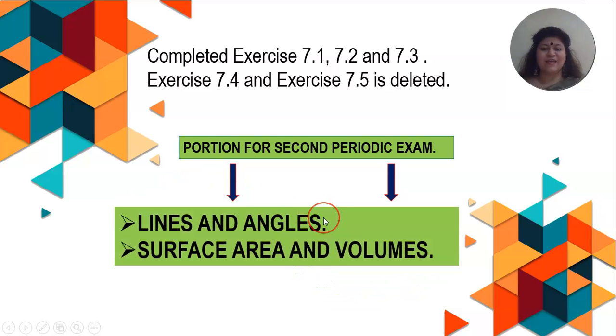Now, your portion for the second periodic exam. You will have lines and angles, the full chapter. A part of it was taken in the semester exam. And surface area and volume, you will have that only up to a particular exercise, that is up to 13.4. Okay. Now let us look at questions from lines and angles.